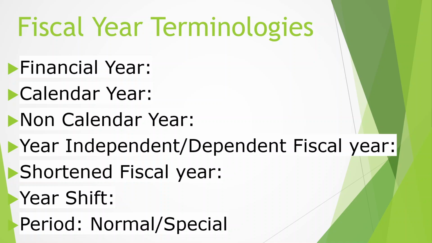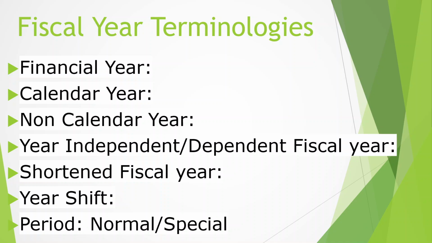And remember, this also is a year dependent one. It will not be a year independent one, because only for 1 year will you have a shortened fiscal year. Next year onwards it will revert to either a calendar year or a non-calendar year, as the case may be. A shortened fiscal year you will not run in the system for 10 consecutive years. It is not possible. I hope I am very clear at this point.